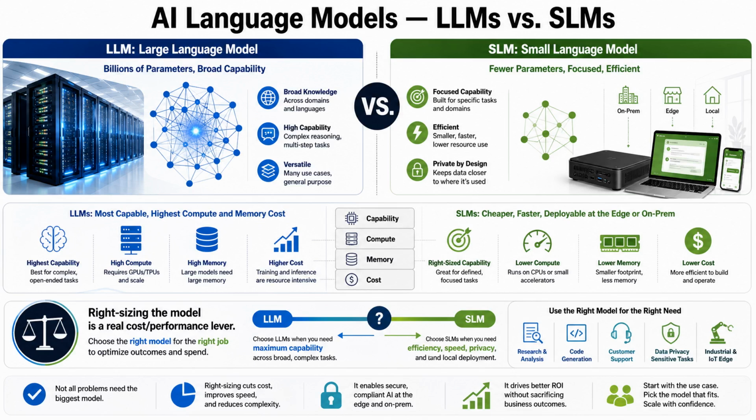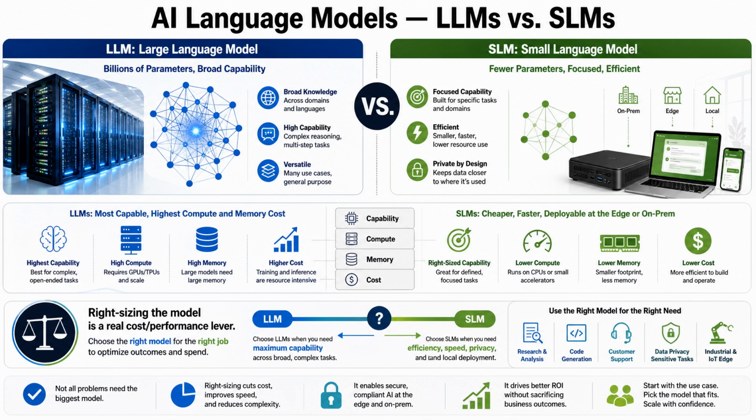Not every job needs the biggest model on the block, and right there is one of your biggest cost levers. The slide puts them head to head. On the left, the LLM, the large language model, billions of parameters and broad capability. Look at its strengths: broad knowledge across domains and languages, high capability on complex tasks, versatile across many use cases. It's the brilliant generalist, but drop down to the cost row.